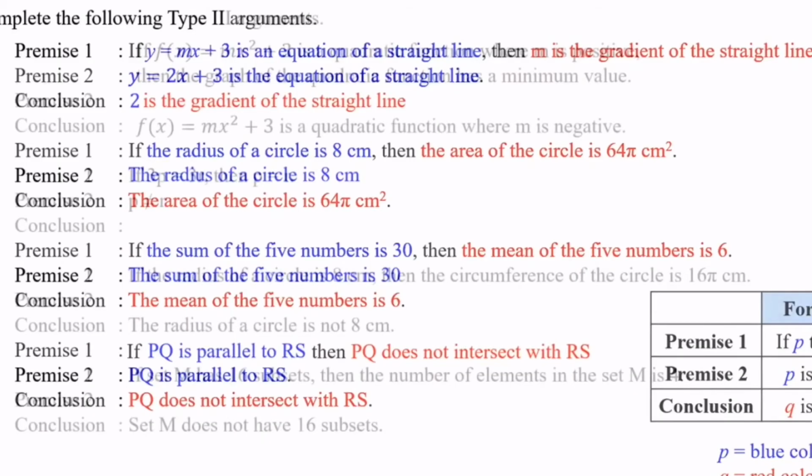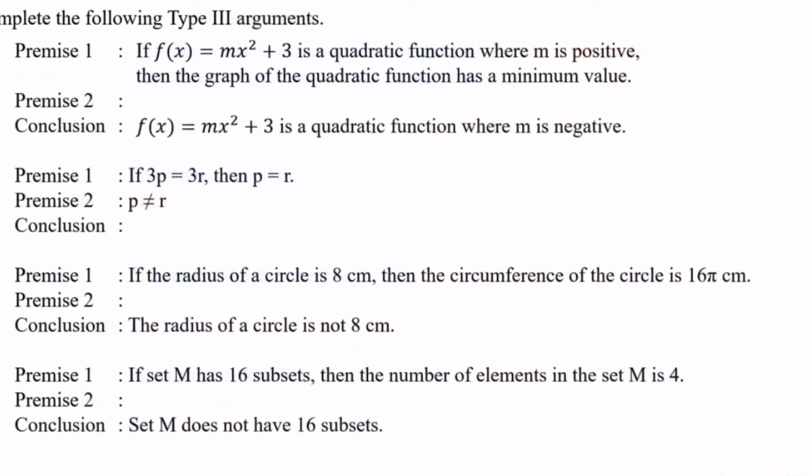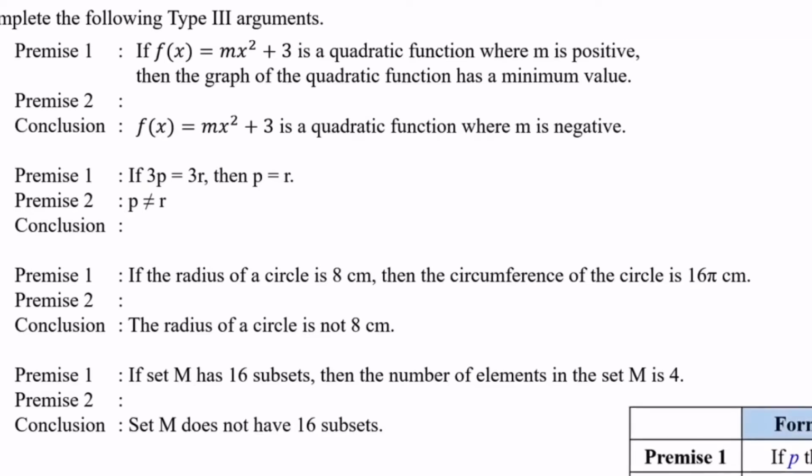Now let's go through the exercise for premise 1. If f(x) equal to mx squared plus 3 is a quadratic function where m is positive, then the graph of the quadratic function has a minimum value. Take out your blue highlighter and red highlighter. Highlight the sentence after if in blue color, and the sentence after then in red color.